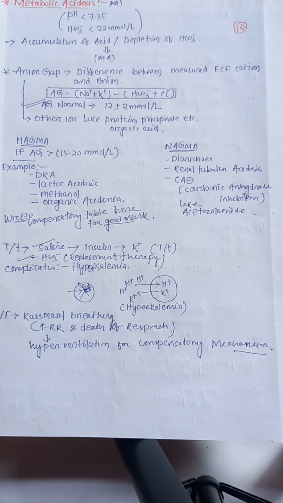Insulin plus dextrose is actually given, so that an attack of hypoglycemia is also prevented, and for the hypokalemia we will give potassium chloride after the insulin therapy. Like this is the actual therapy of metabolic acidosis.